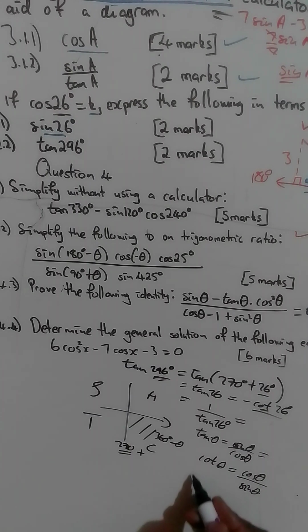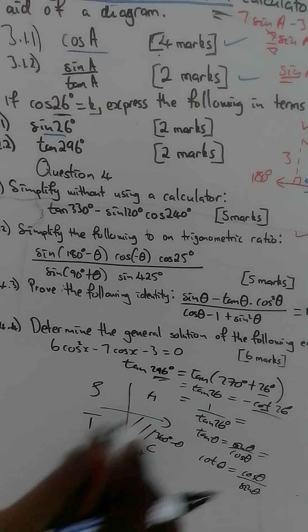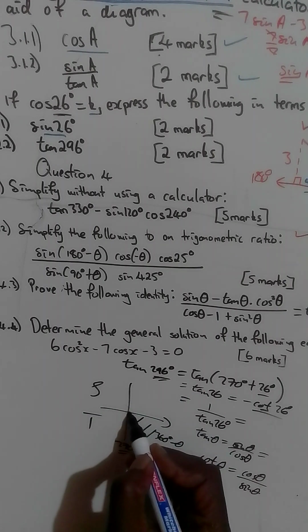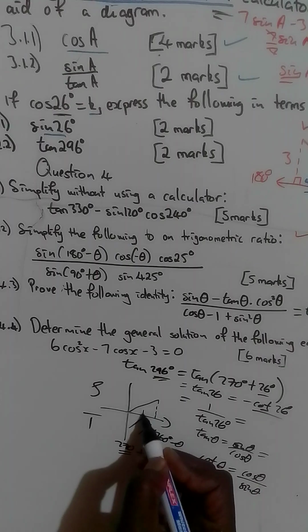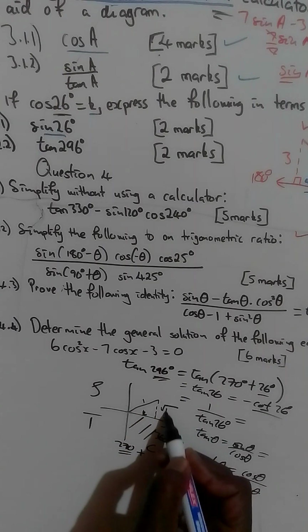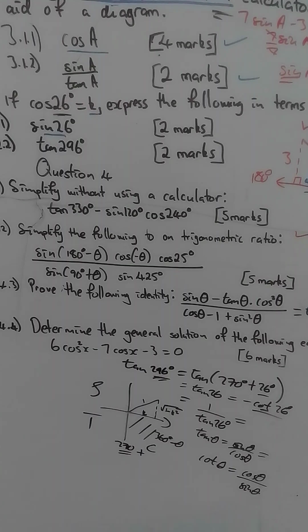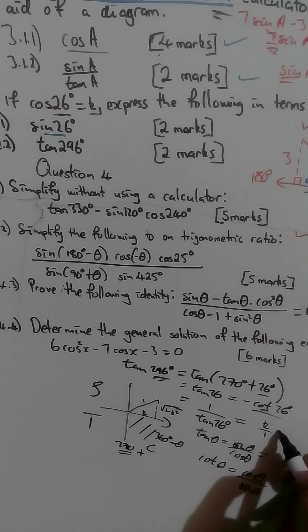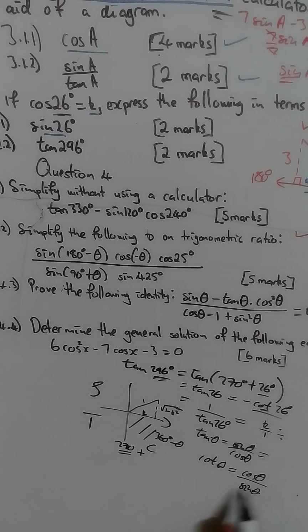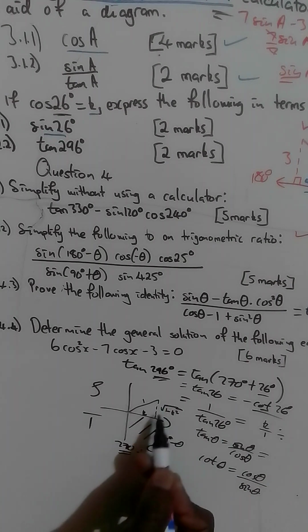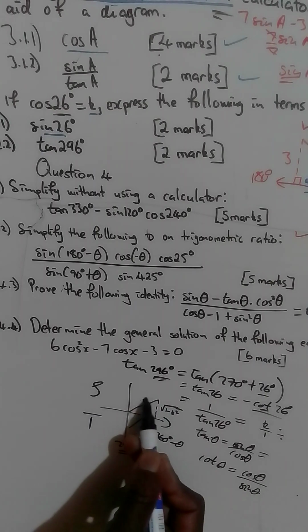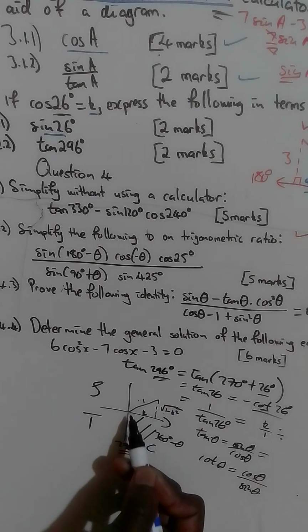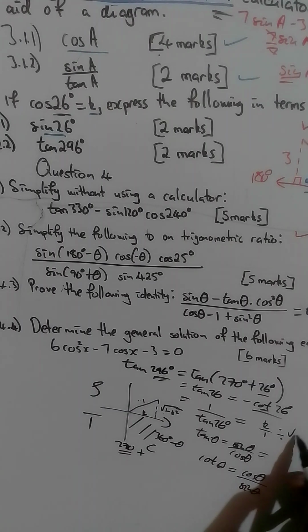What is our cos theta? Let's remember the values that we were given. We had k, we had 1, and we had square root of 1 minus k squared. So if we go for cos theta, it is k over 1. So now we're saying k over 1 divided by sin theta. What did we find under sin theta? It was opposite over hypotenuse, which is square root of 1 minus k squared over 1.